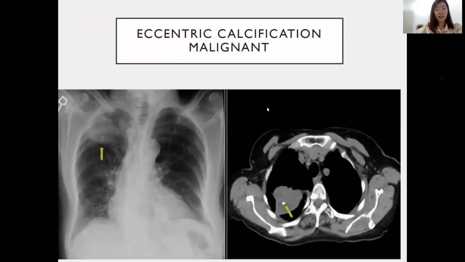So if there's eccentrically located calcification, it is always malignant. Just like this lung mass, even without the calcification I would think it's malignant because of the irregular border and it's quite a big mass here. But on top of that, if there's eccentric calcification, it is an added positive point showing a malignant lesion here.